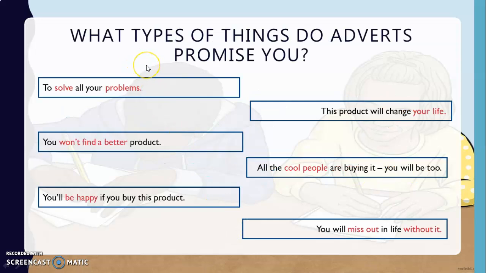What types of things do adverts promise you? Well, they promise to solve all your problems. This product will change your life. You won't find a better product. All the cool people are buying it. You will be too. You'll be happy if you buy this product. You will miss out in life without it.